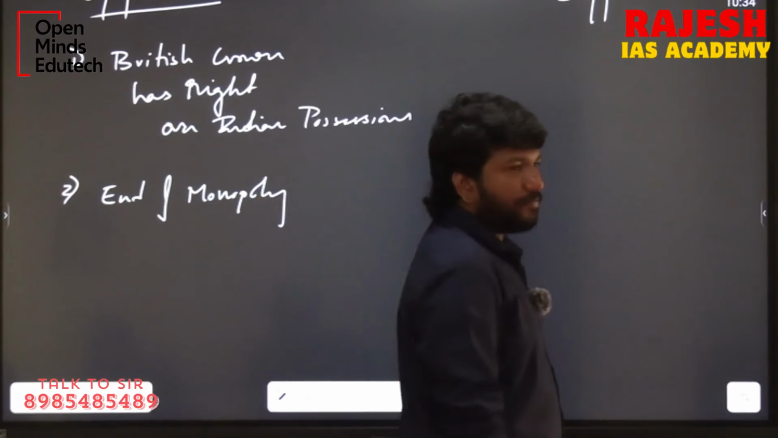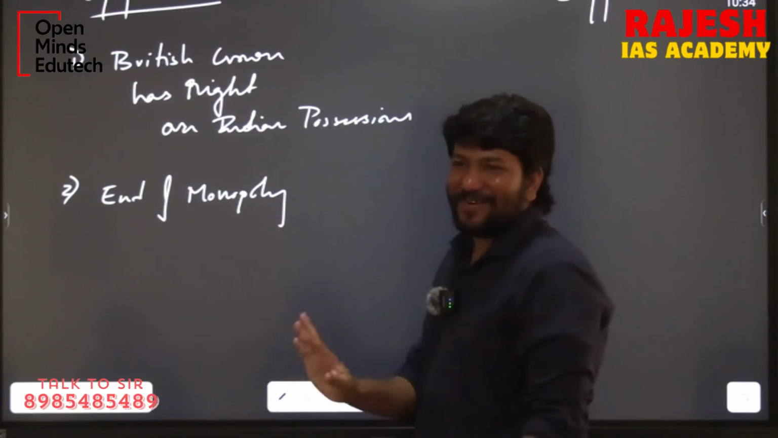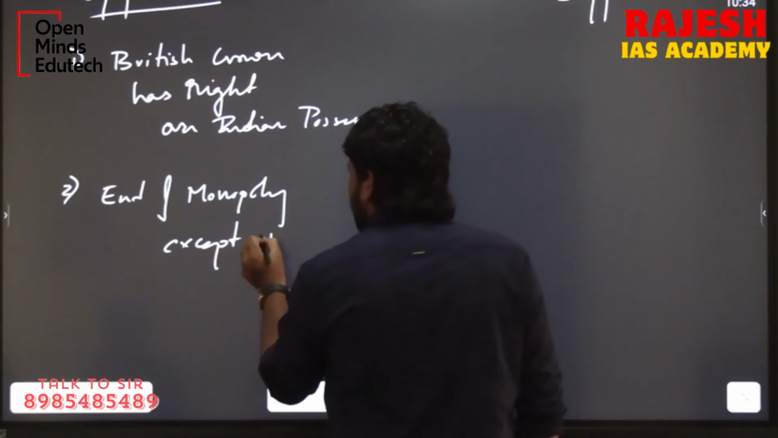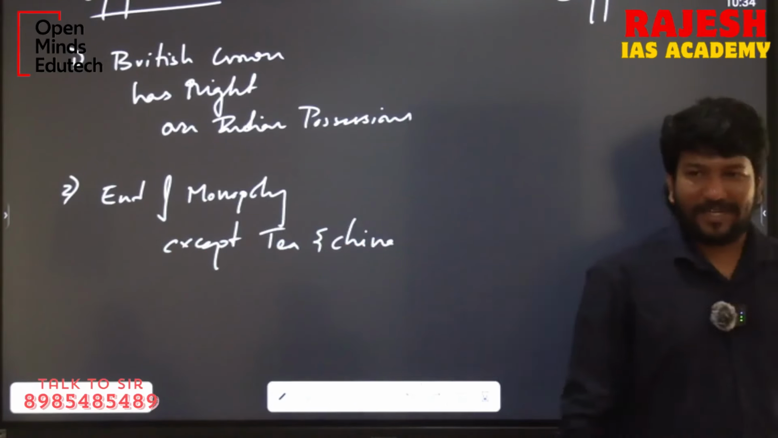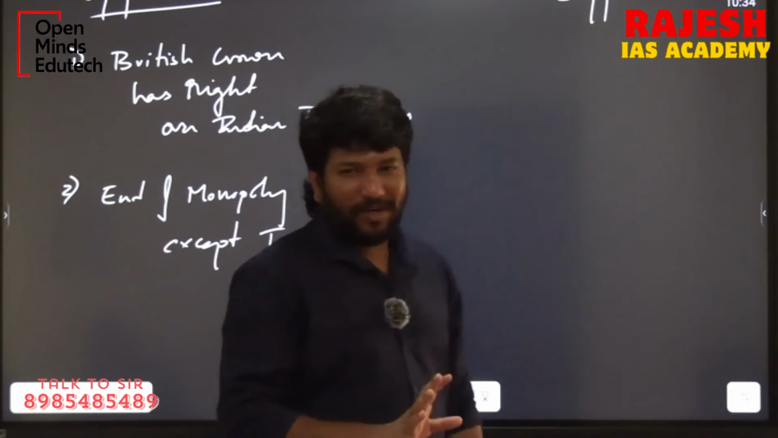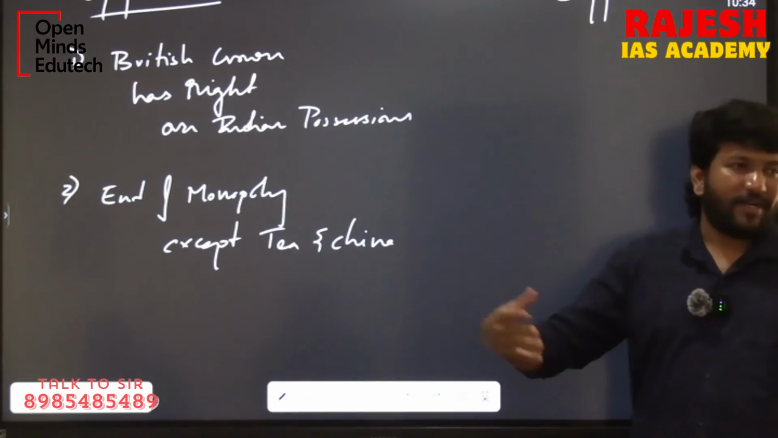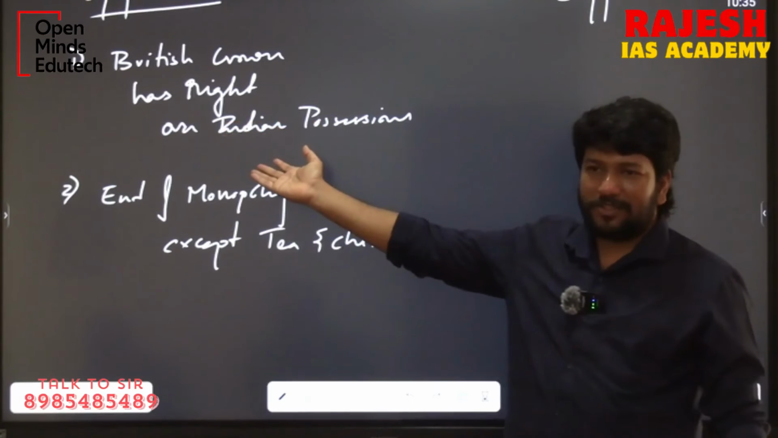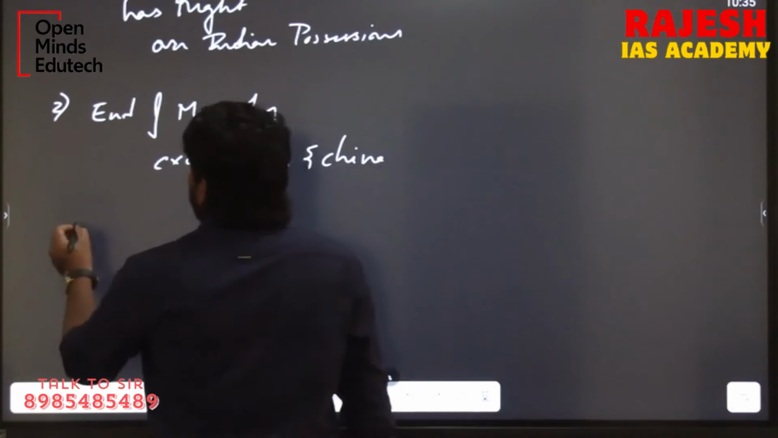End of monopoly, except India and China. No, except India means no monopoly, monopoly continues, right? Except tea and China. Tea is their biggest export. So that means it is a virtual end only. Just to appease the supporters, they have given this one. Got it? If it had ended suddenly, the supporters would not accept it, right? It said that whatever territorial positions the company held, it is British only, and end of monopoly, they don't accept.